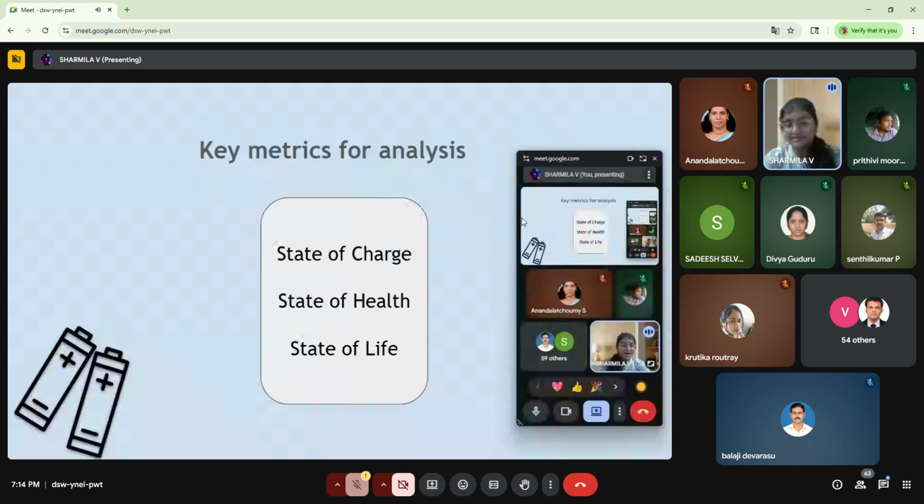Also, we have many ML and AI models that flag the anomalies beforehand, so that we can avoid sudden failures or sudden explosions of batteries and all. Nowadays we can see in the news that electric vehicle batteries are getting exploded when they are exposed to high heat or high voltage, etc.